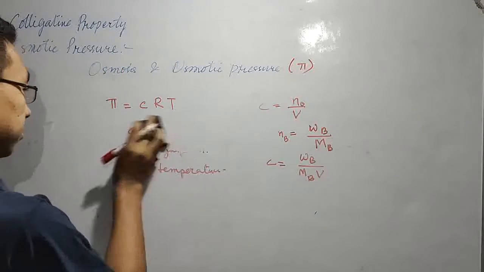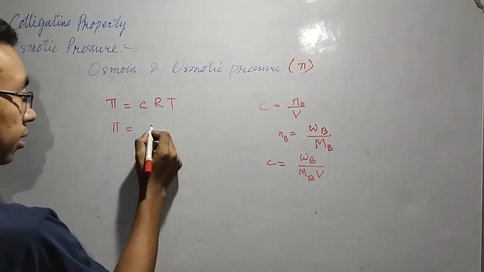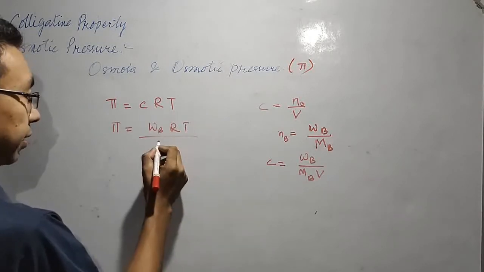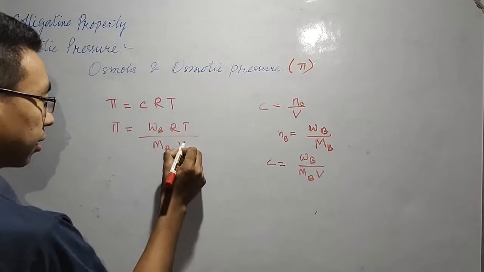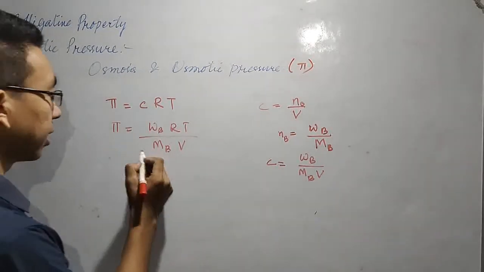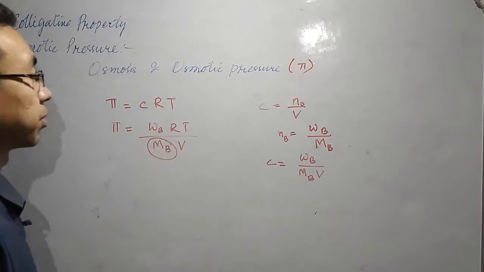So instead of C we can write pi equals WB RT divided by MB V. This is how we can express it, and that way we can find the value of molar mass through the osmotic pressure.